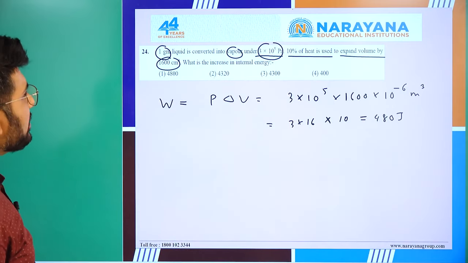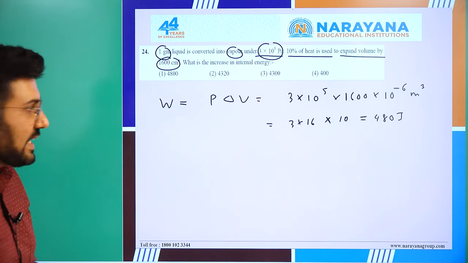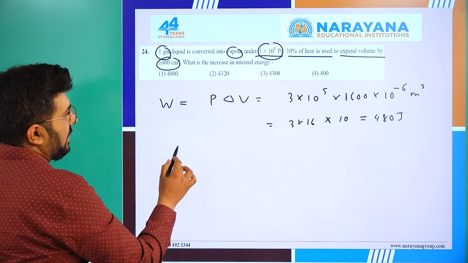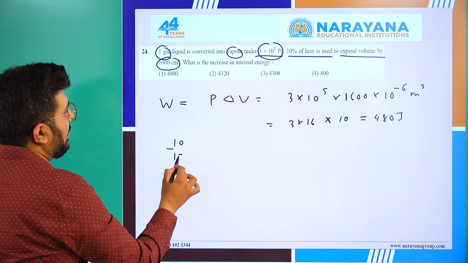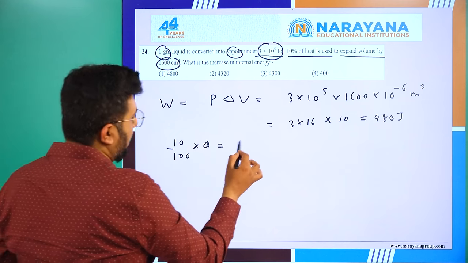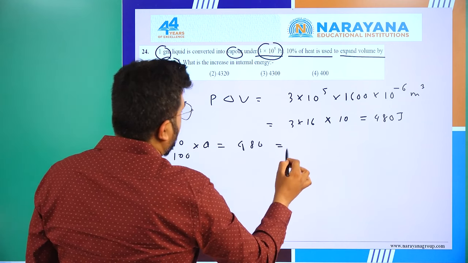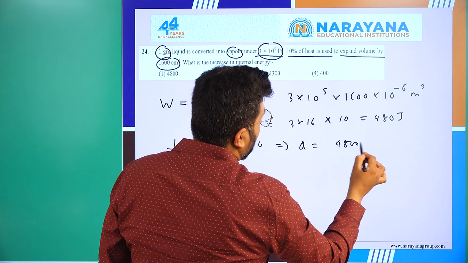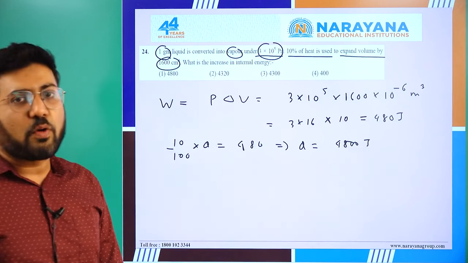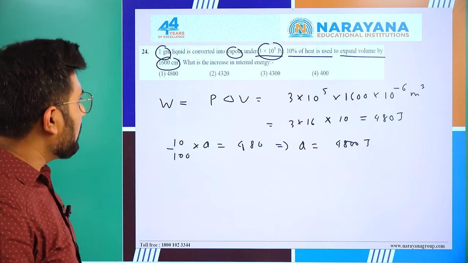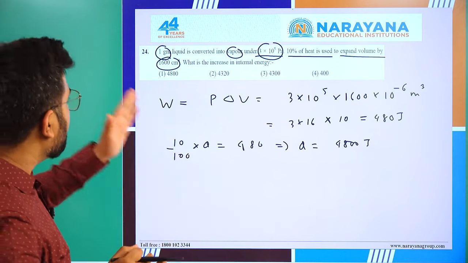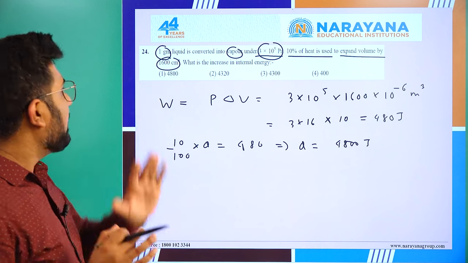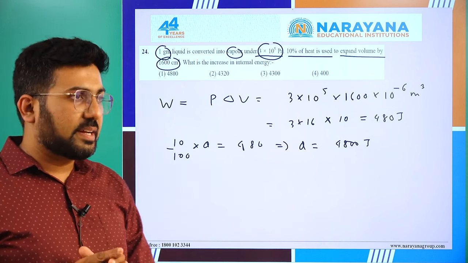Now, according to the question, this is 10% of the heat. So, 10 by 100 of the heat is work. That means the heat is 4800 joules. Now, they have not asked me the heat, but they have asked me the internal energy, right? They have asked me the internal energy.